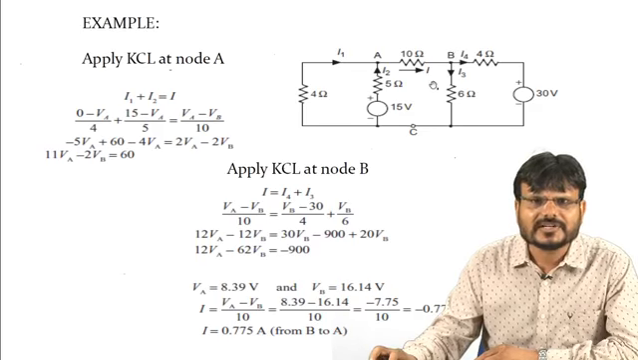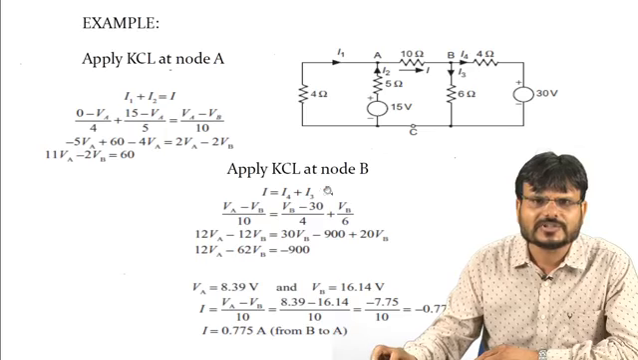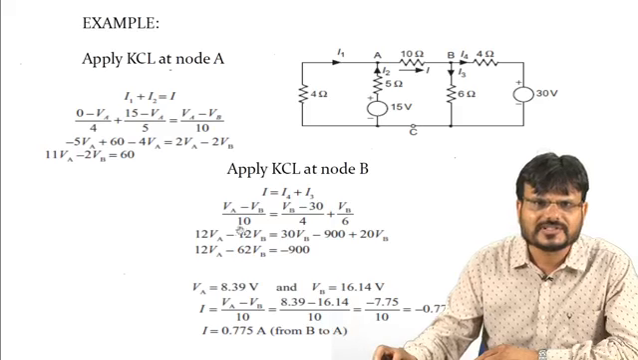This is the incoming current I, and I4 and I3 are the outgoing currents. So incoming current is equal to the outgoing current: I is equal to I4 plus I3. And what is I? I is equal to (VA minus VB) upon 10.